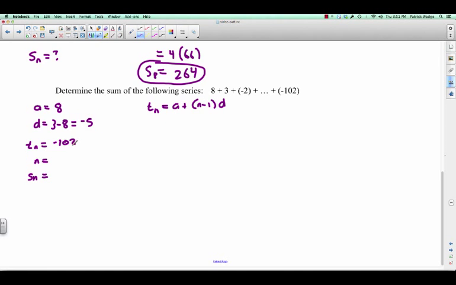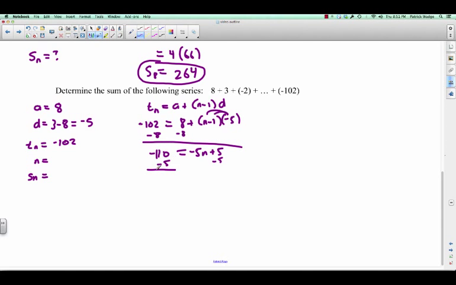So t of n, we know it's negative 102. A we know it's 8. N we don't know. And d is negative 5. I'll put it in brackets like that. I like to subtract the 8 first, so I get negative 110 equals negative 5n. Negative 5 times negative 1 is plus 5. So I subtract 5 from both sides. I get negative 115 equals negative 5n.